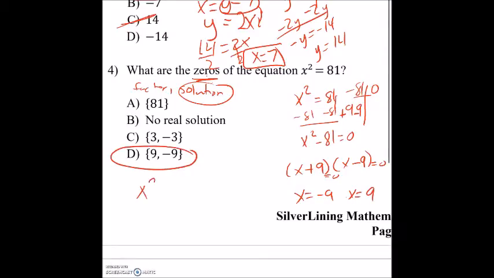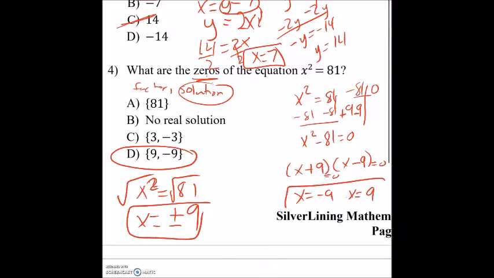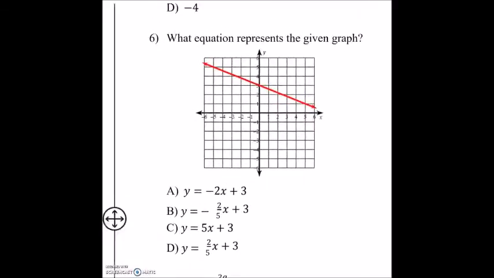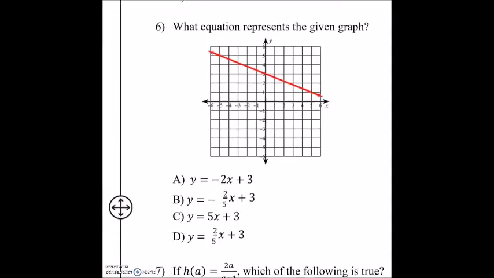Now, the other way that you could do that problem is, well, how do you get rid of the square? Take the square root, take the square root. X equals a positive or a negative 9, because remember, it could be both. So those are 2 ways to solve that problem. It just depends what you feel more comfortable with. So let's go ahead and skip to number 6 for right now.